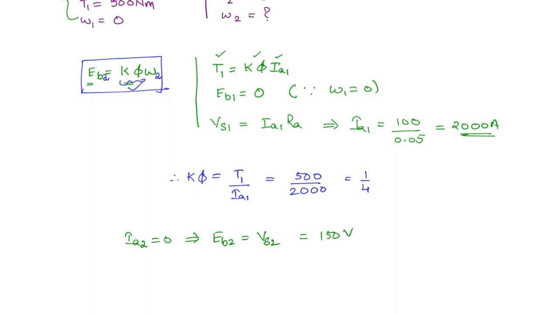So now we know EB2, we know K phi. We can find omega 2. So what will be omega 2? This is equal to EB2 by K phi, which is 150 divided by 1 by 4. So this is going to be 600 radian per second.